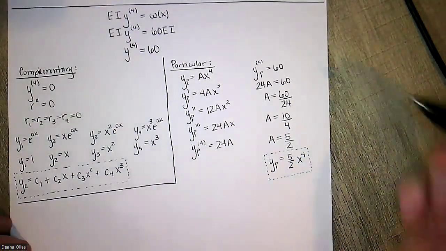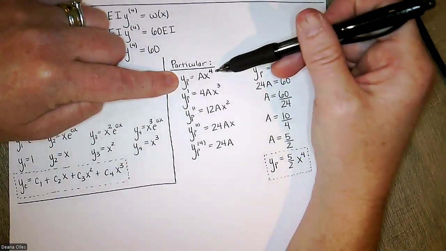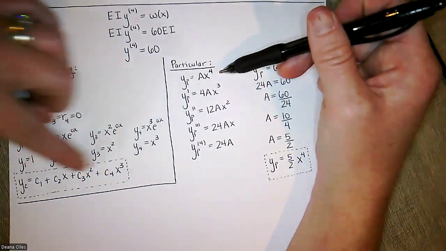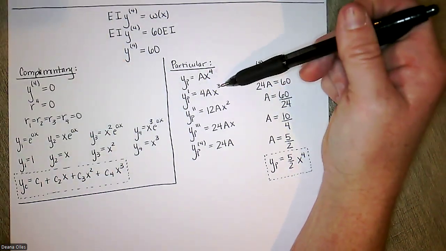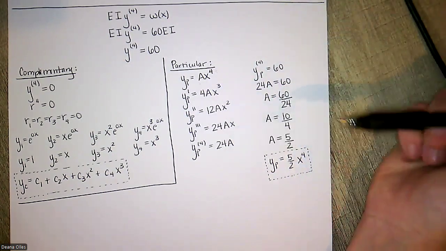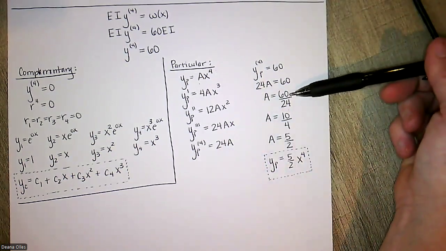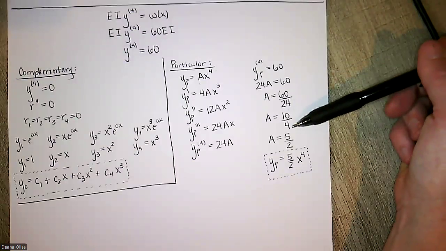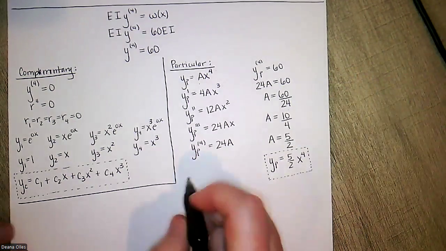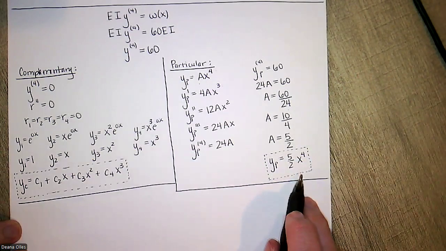Okay, let's just go ahead and check our numbers really quick. So we had our 60 here, ax to the 4th, because we had to go up to the 4th power to get out of any of these powers here. 4ax cubed, 12ax squared, 24ax. Okay, perfect. So 24a equals 60, 60 over 24. Reduce this by dividing by 6, 10 fourths. Dividing by 2, 5 halves. Perfect. So now we have both yc and yp.